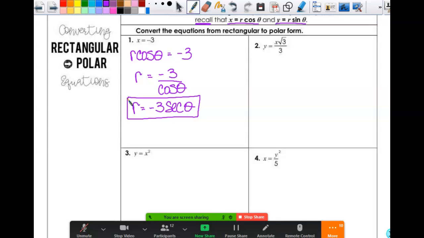All right, so let's look at number 2. The first thing I would like to do in number 2 is to get rid of my fraction so that I don't have to deal with the fraction in this. So I'm going to multiply both sides by 3. So I get 3y equals x times the square root of 3. And then I have something I can substitute for x and for y. So I can get 3, and y is going to be r sine theta equals x is r cosine theta, and then times the square root of 3.